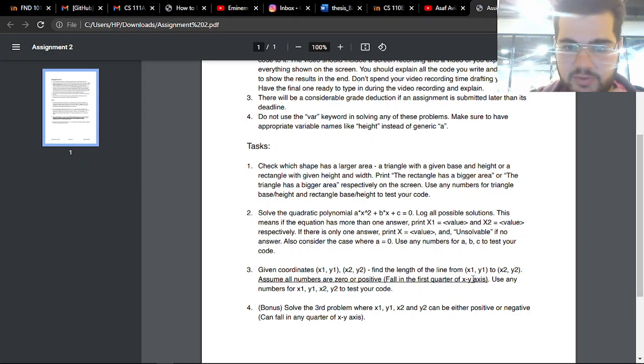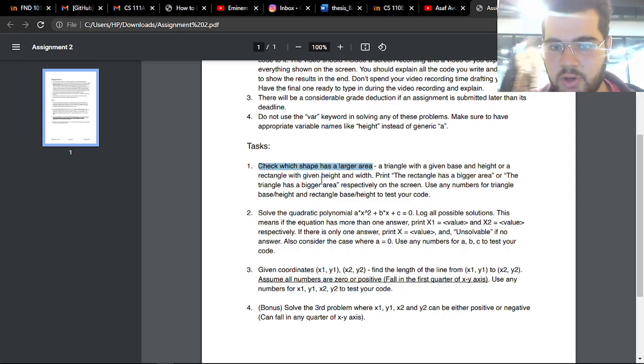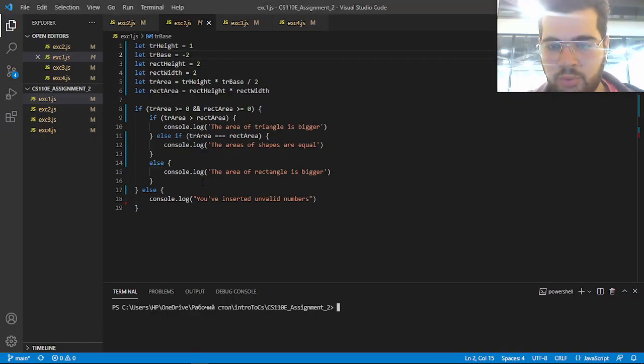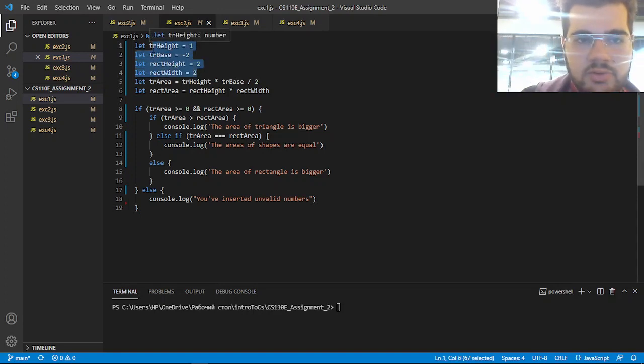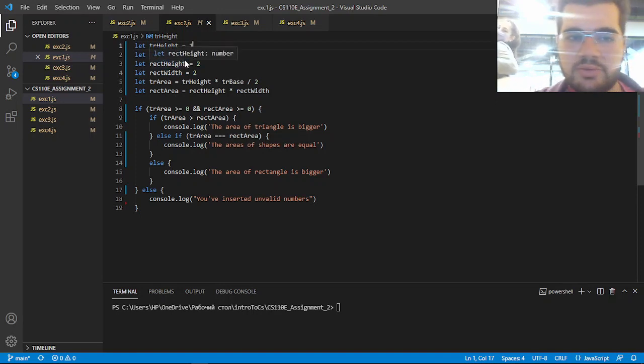Hello, this is the second homework for the Intro to CS class, and for this homework we had to solve four tasks. The first one is to check which shape has a larger area, a triangle or a rectangle, when the base and height are given. So if we look at our code, in exercise 1 the user has to input four values: height of triangle, base of triangle, height of rectangle, and width of rectangle.